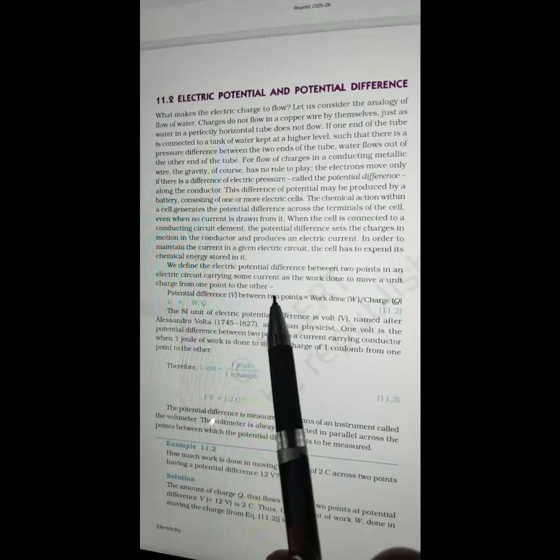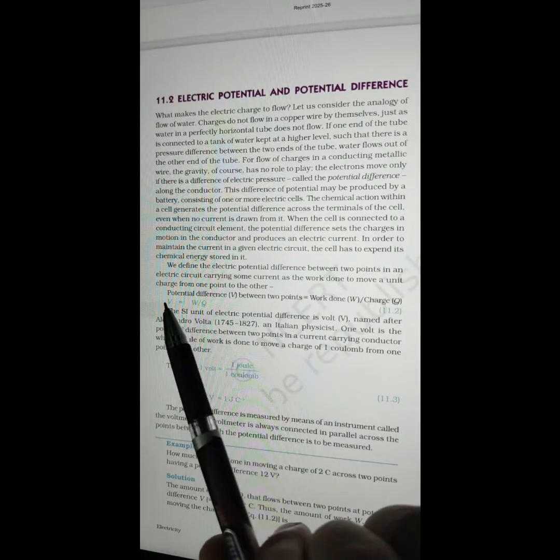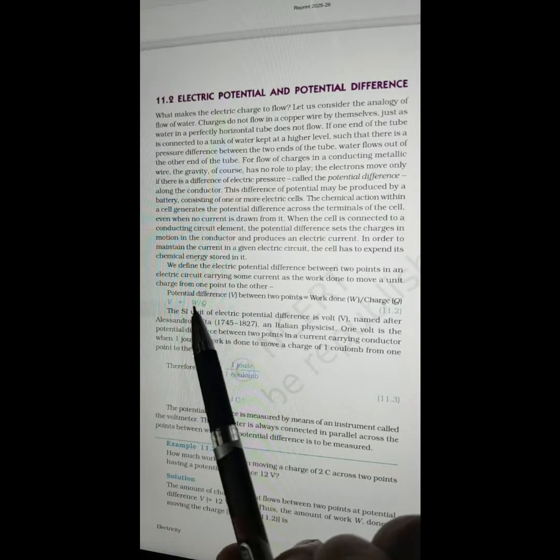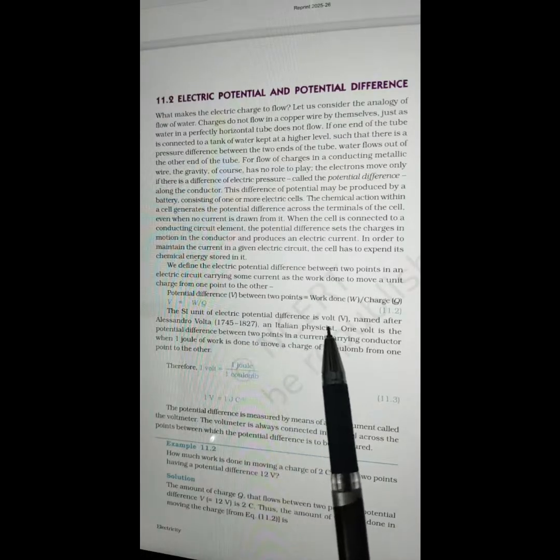We define the electric potential difference between 2 points in an electric circuit carrying some current as the work done to move a unit charge from one point to the other. Potential difference V between 2 points, work done W by charge Q. So V is equal to W by Q. The SI unit of electric potential difference is volt, or V, named after Alessandro Volta, born in 1745 and died in 1827, an Italian physicist.